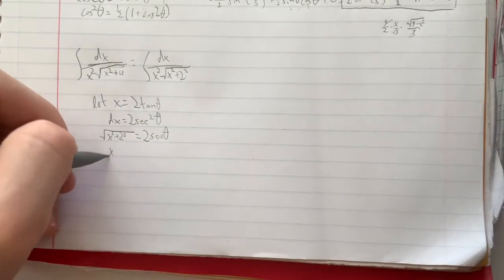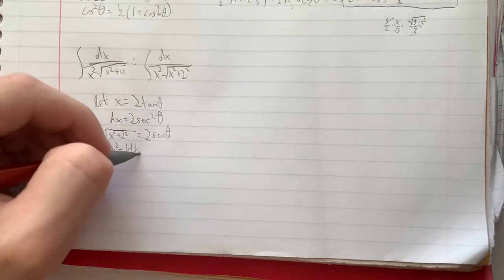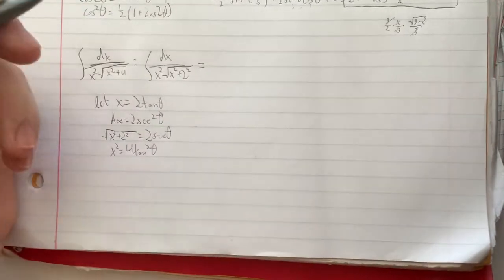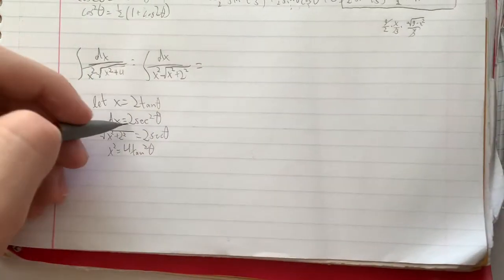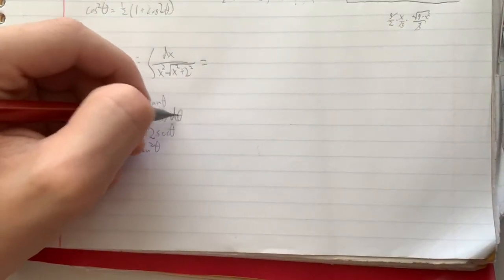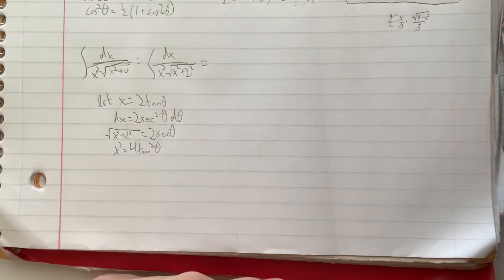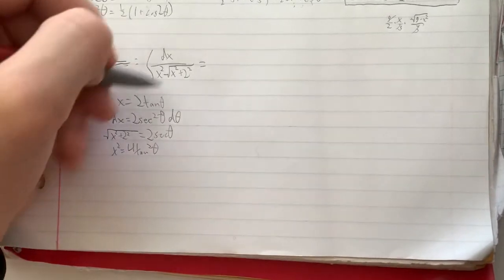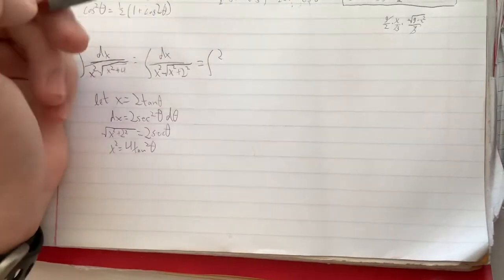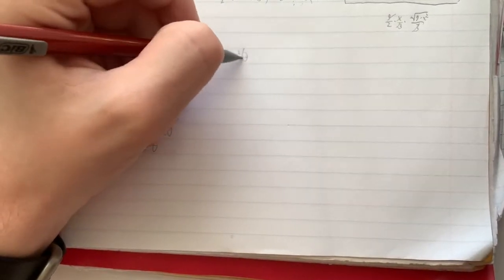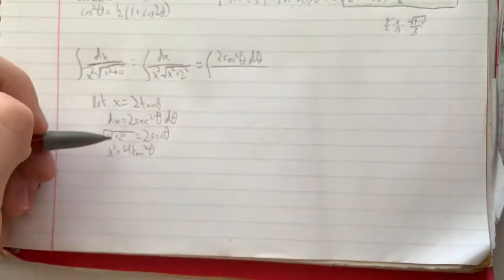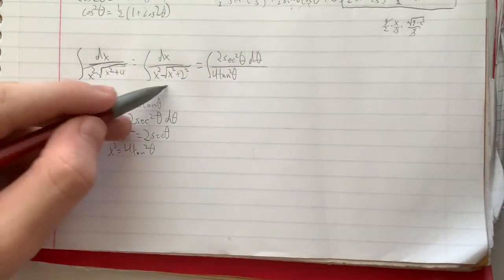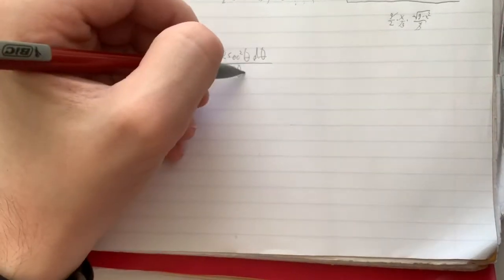And you'll notice that also means x squared is 4 tangent squared of theta, which we'll need because we have an x squared up here. So substituting all of that in, we get dx is, I always forget this differential here, we have to put that d theta. So we can rewrite this as the integral of 2 secant squared of theta d theta over, now x squared is 4 tangent squared of theta, and this radical right here is 2 secant theta.